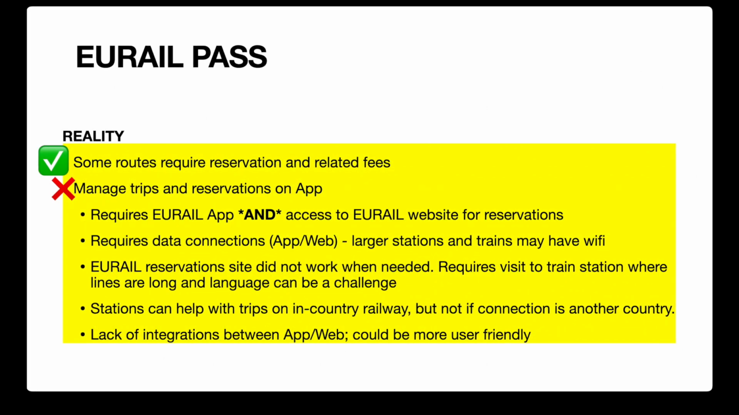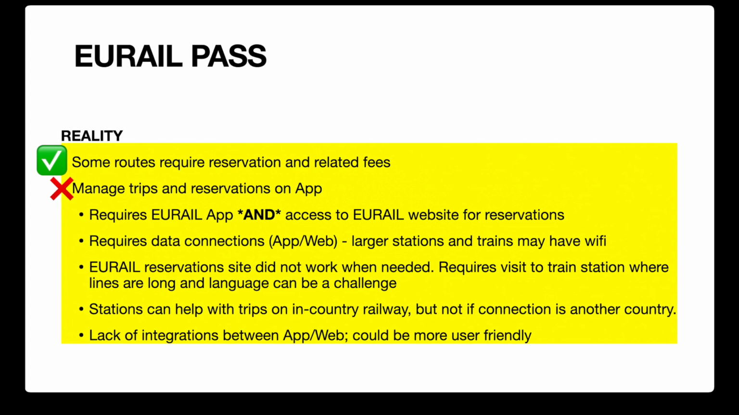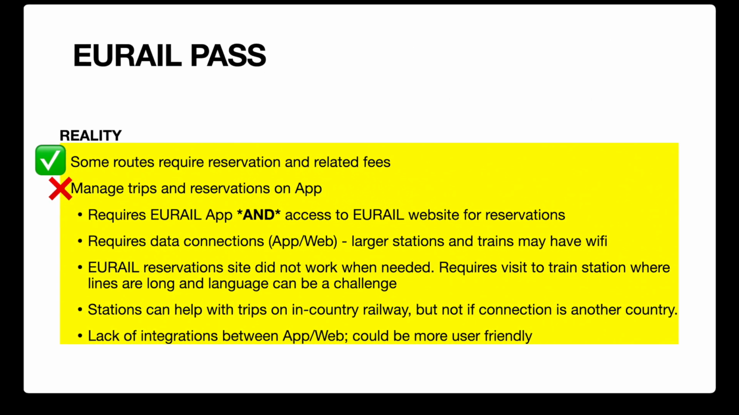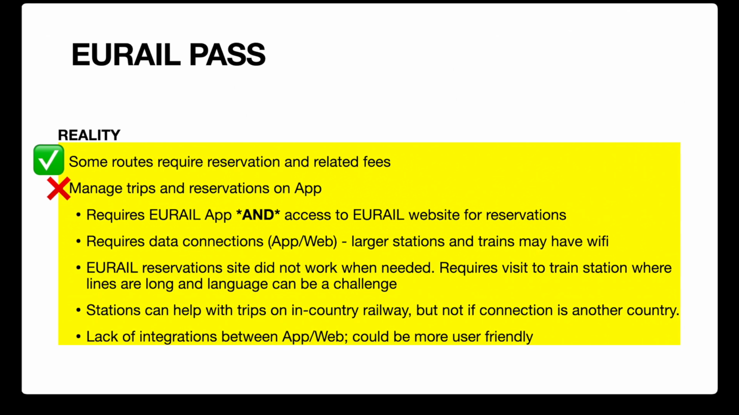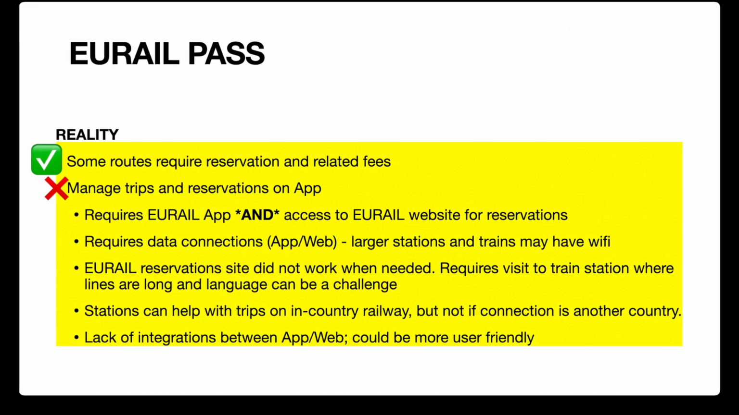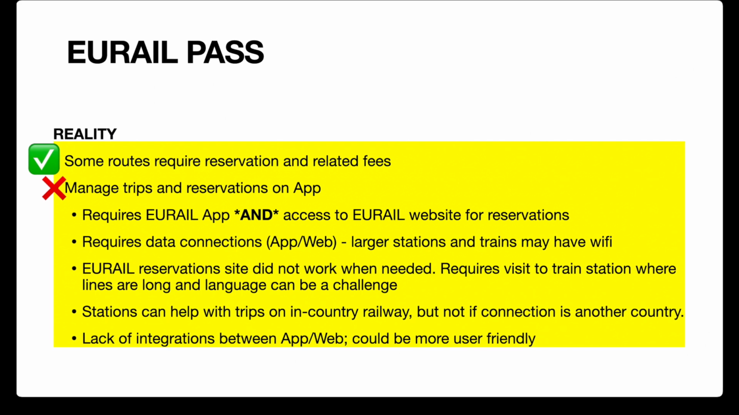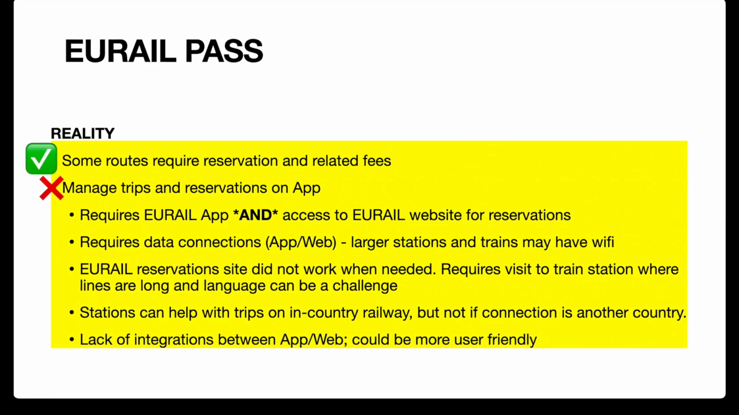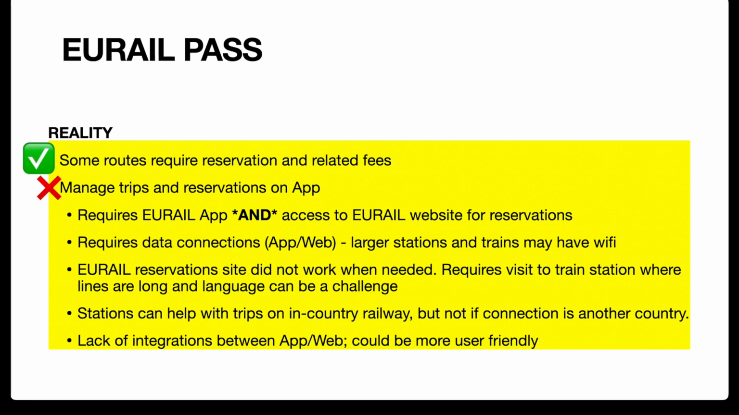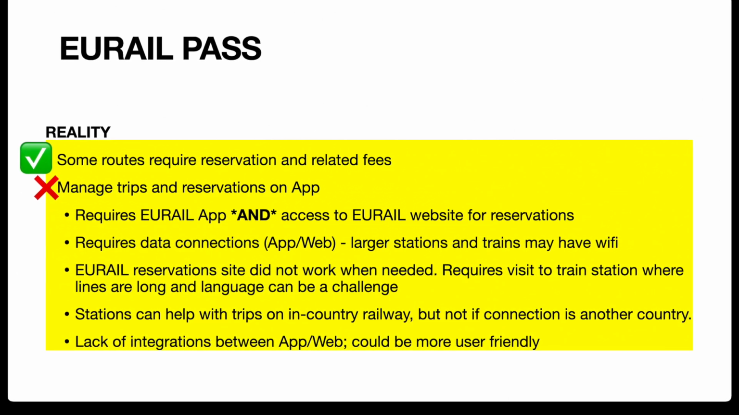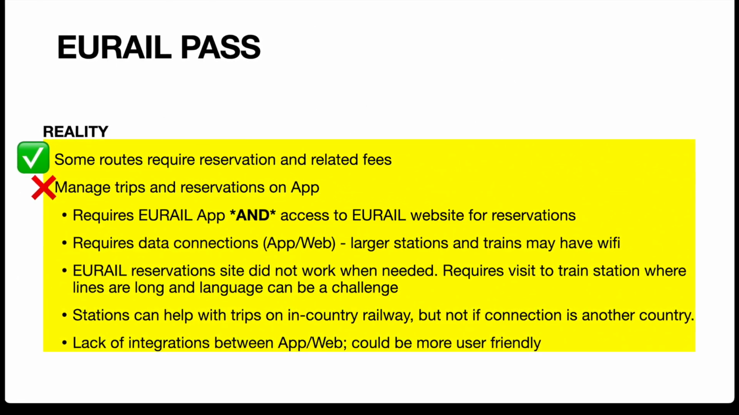For these two items, the key issues are that managing trips and reservations requires both the app and access to the Eurail website, which means you've got to set up accounts on the Eurail website and activate the app. That means you need data connections for both the app and the web. Some larger stations and trains may have Wi-Fi, but not all of them.